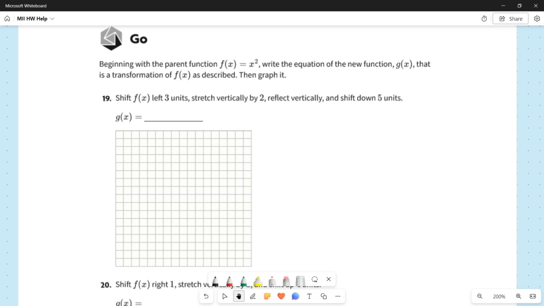So again, we're doing all of this to the parent function, which is like your basic quadratic, which is going to give us our basic parabola, so the main one. And then we can modify it a little bit to get our new one, which is g of x. So let's get the equation first.